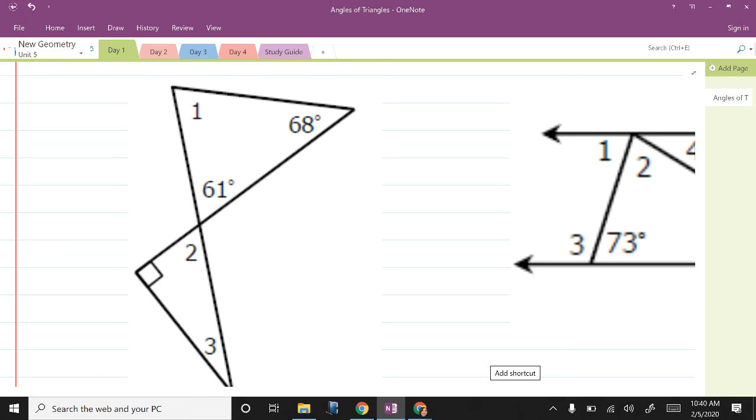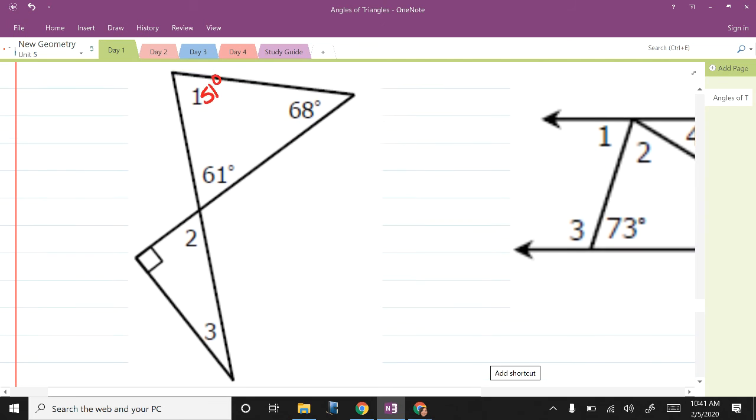Well, let's find angle 1. It don't matter the order you find them. Let's just find them. How can we find the measure of angle 1? Add 61 and 68. Subtract from 180. Y'all do that with me. 61 plus 68. And then 180 minus 129. What are y'all getting? Come on, everybody participate. Grab a calculator. 51 degrees. And then you can check that, right? Right? Okay.